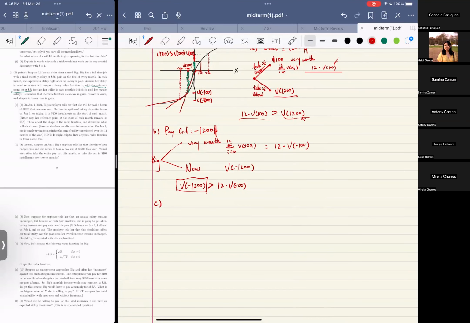Now suppose the employer tells her that her annual salary remains unchanged, but because of a cash flow problem, she's going to get an alternating bonus and pay cut over the year. So a $100 bonus on January 1st and a $100 cut on February 1st, and so on. The employer tells her that this should not affect her total utility over the year since her overall income remains unchanged. Should Big be satisfied with this explanation?